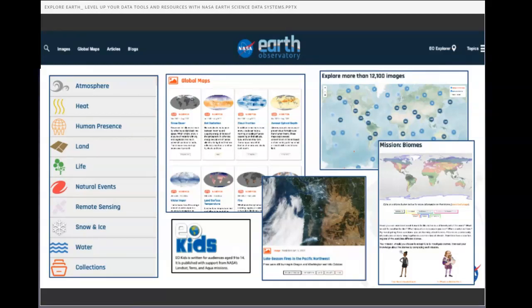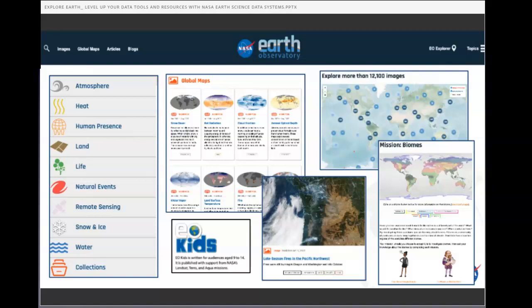On the left, on NASA Earth Observatory, there is this great tool to be able to hunt for different types of resources. So Dr. Pageant mentioned that they're doing surface temperature campaigns. So maybe heat is something he's interested in.